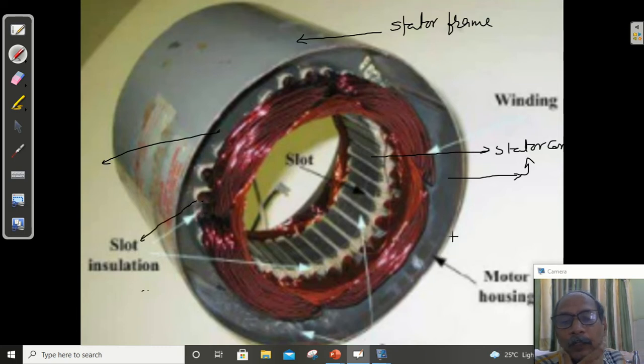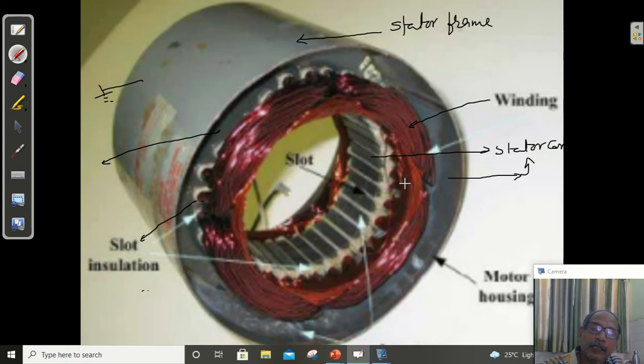Okay, and in this slot you are providing some insulation because this part is connected to ground. Okay, so to avoid the leakage, we are going to provide the insulation here. Okay, so winding is there and इसके ऊपर this is the winding, this is called as winding, maybe star connected, maybe delta connected, it depends. Star connected we can say 3-phase induction motor star connected. If it is delta connected we can say it is a 3-phase motor delta connected.